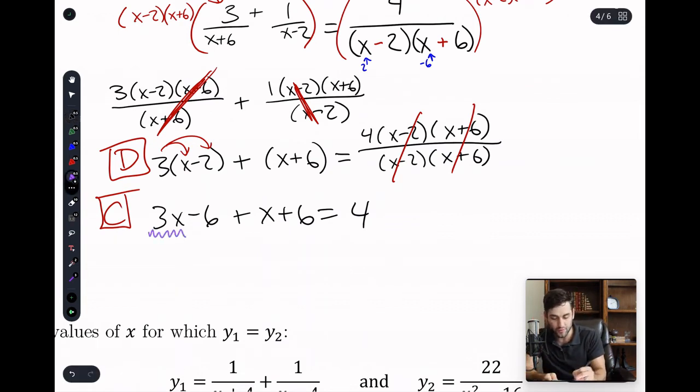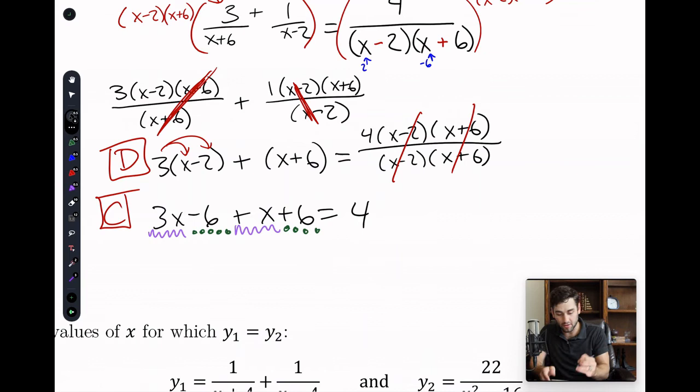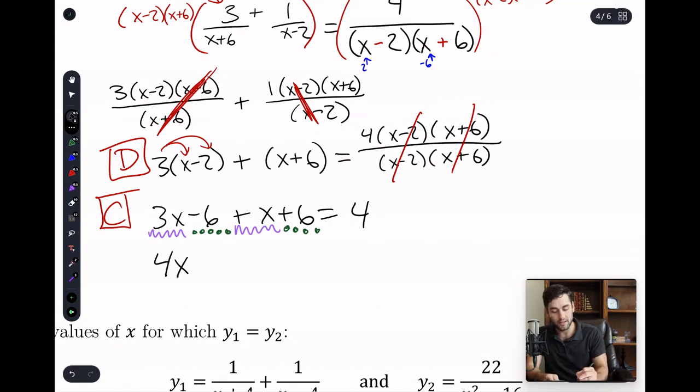I'm going to do a purple squiggle. Anything else look like that purple squiggle? Right there. Green dots. Anything else look like that green dots? Right there, green dots. All right. So now we mash up the like terms, and we're left with 4x, negative 6 and positive 6 cancel out, equals 4. Wow, this is working out super nice and neat, isn't it?